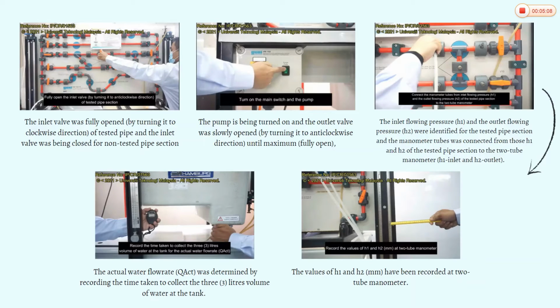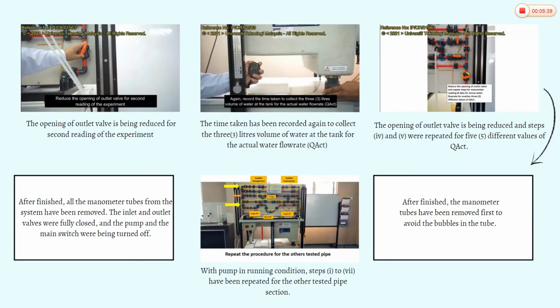Then the inlet flowing pressure H1 and the outlet flowing pressure H2 were identified for the tested pipe section, and the manometer tubes were connected from H1 and H2 of the tested pipe section to the two-tube manometer, where H1 is the inlet and H2 is the outlet. Next, the values of H1 and H2 were recorded at the two-tube manometer. The actual water flow rate was determined by recording the time taken to collect 3 liters volume of water at the tank. Next, the opening of the outlet valve was reduced for the second reading of the experiment.